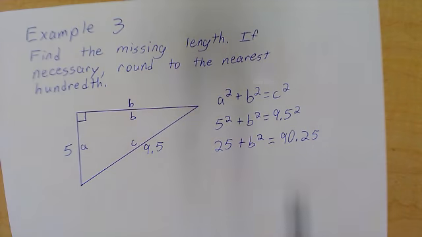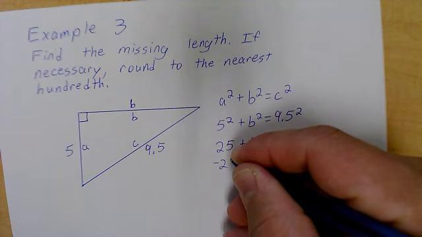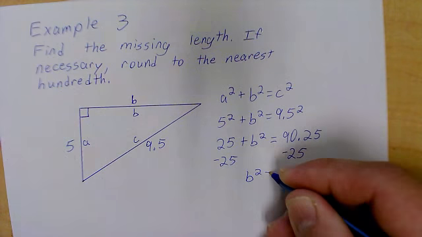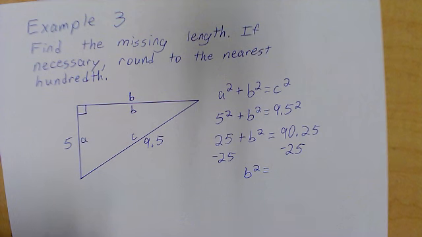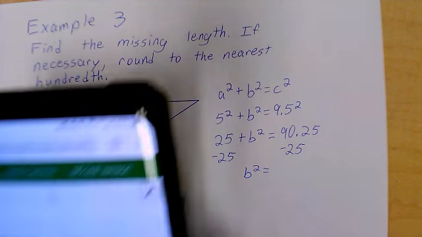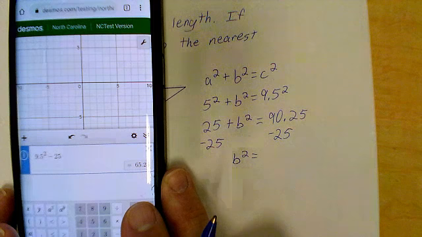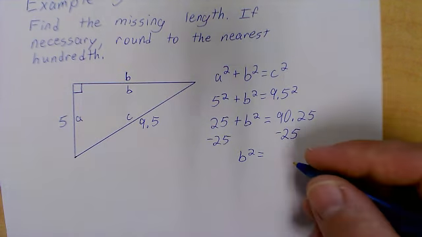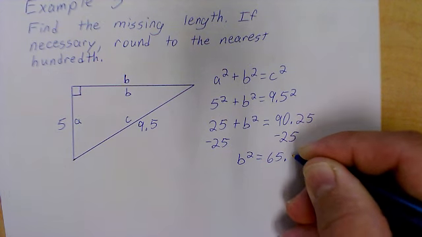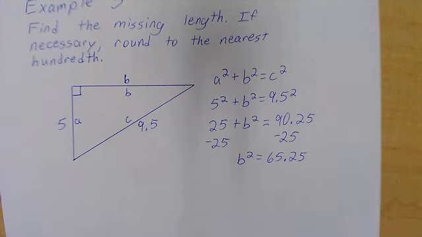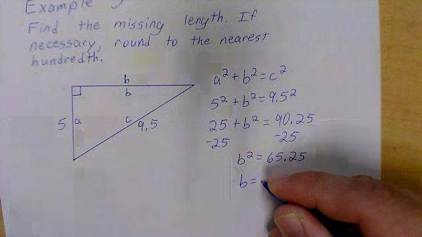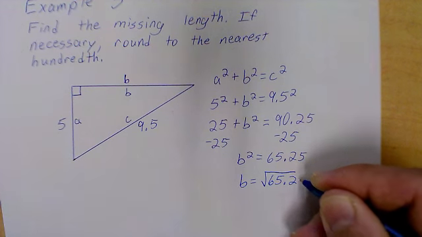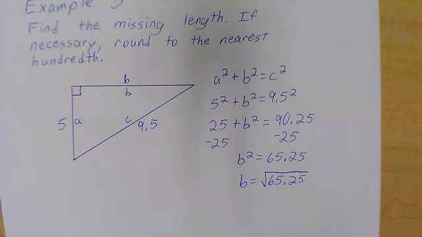Next thing I'll do is I'll subtract 25 from both sides of the equation. So b squared is equal to, I'm just going to continue that in my calculator. When I subtract 25 from both sides, I get 65.25. And on my last step, I'm going to square root. As a reminder, I do not need to do positive or negative square root on both sides. Since I know that b is a measured distance, it's not going to be the negative square root.